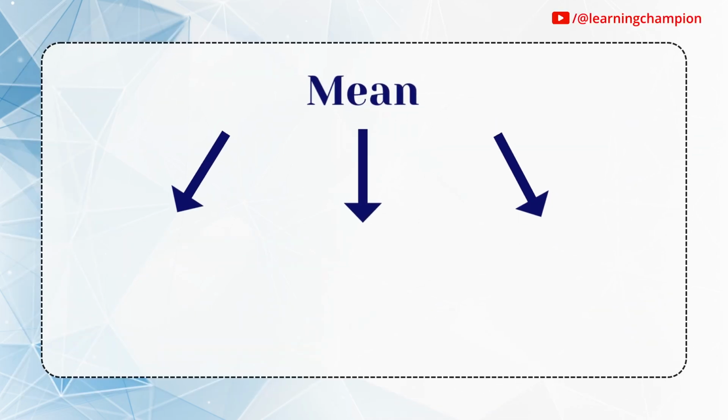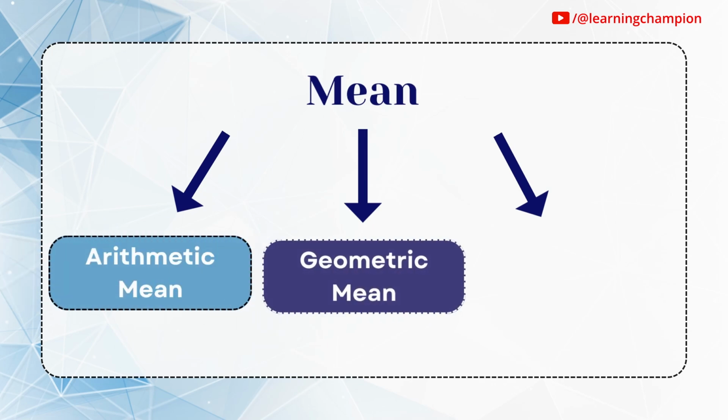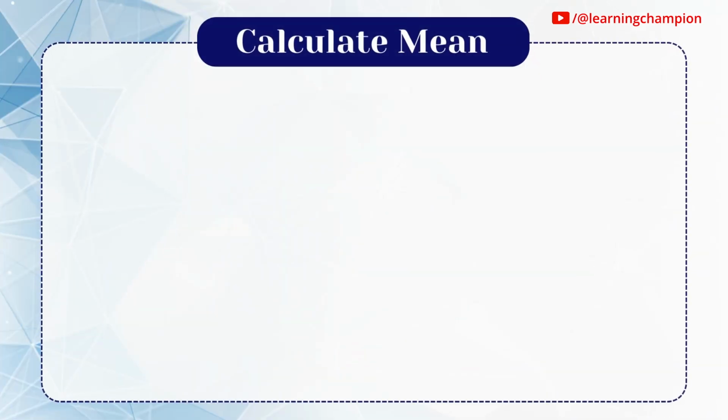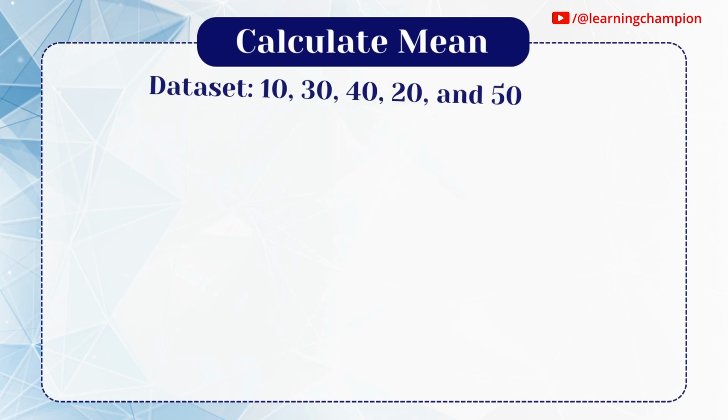Mean can be further classified into three different classes, which are arithmetic mean, geometric mean, and harmonic mean. We will be covering each of them in more detail in some future videos. But for now, let's see how to calculate the mean of this dataset.